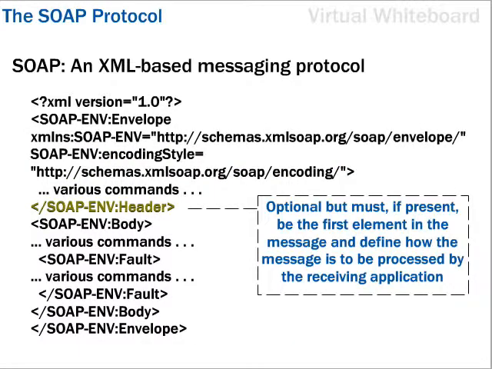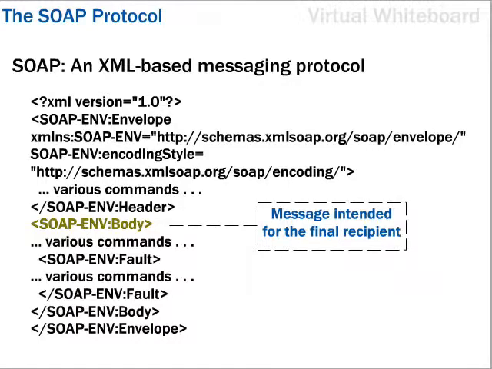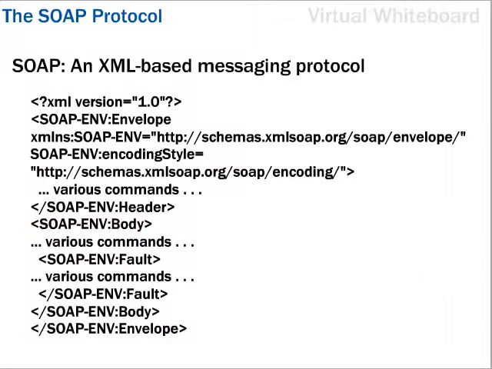Next appears the header element, which is optional but must, if present, be the first element in the message. Attributes defined in the header element define how the message is to be processed by the receiving application. The body element of the SOAP message contains the message intended for the final recipient. The serialized method arguments are contained within the SOAP request's body element. The call's XML element must immediately follow the opening XML tag of the SOAP body and must have the same name as the remote method being called.